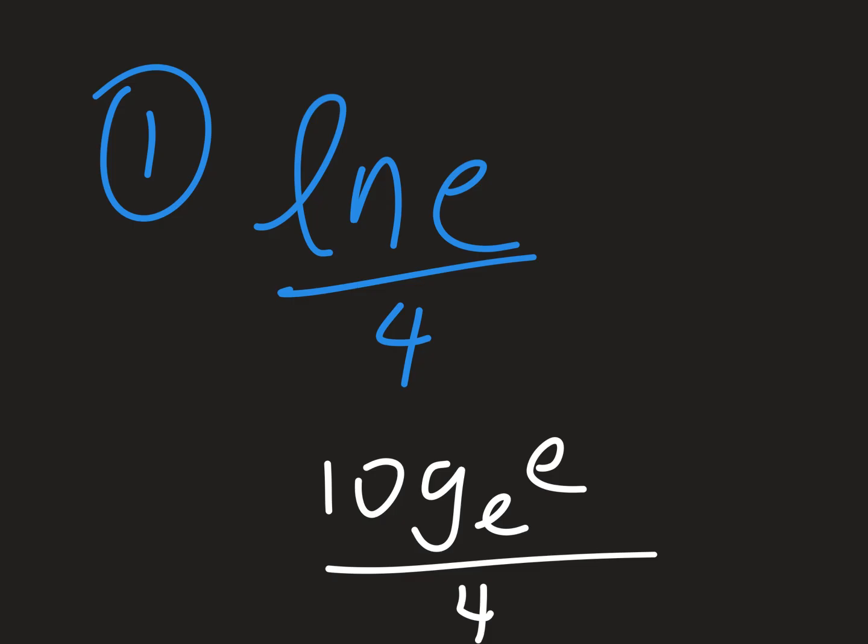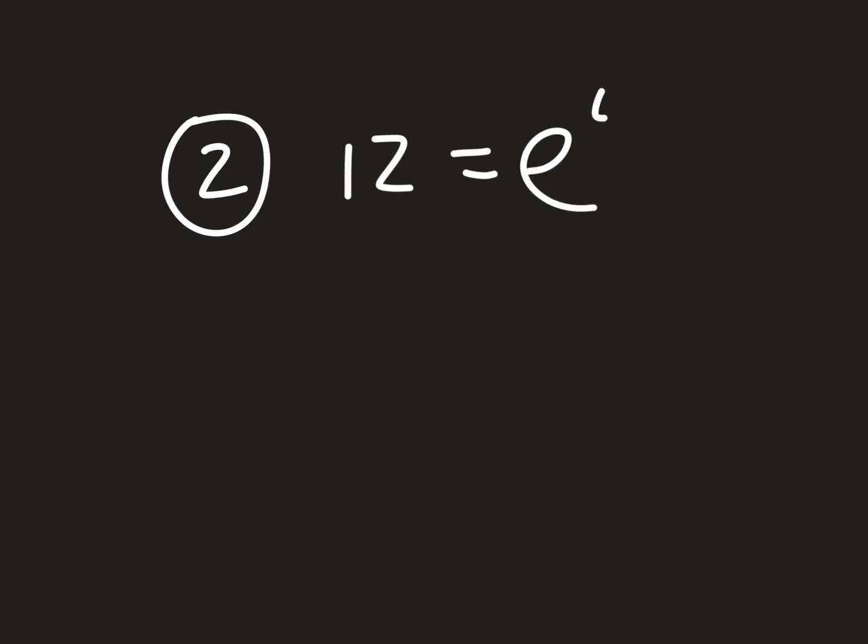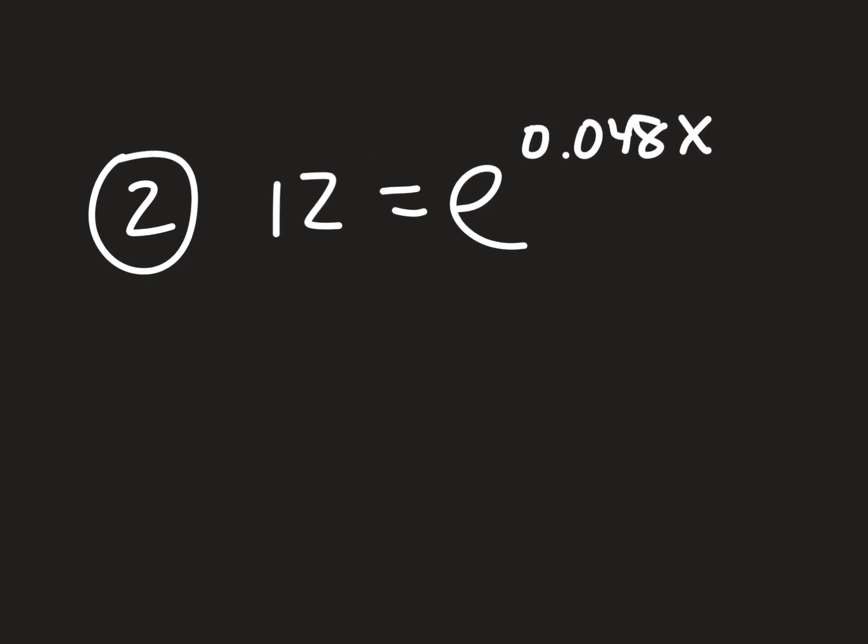All right, number 2. Andrew, would you read number 2? 12 equals e to the power of 0.048x. Is there a negative in there or not? No. Okay. Then, when I get confused, I think to myself, is there a log? I mean, the whole unit's called logs. Is there some kind of a log involved? There is. Graham, do you know what it is? Log base? Yes.